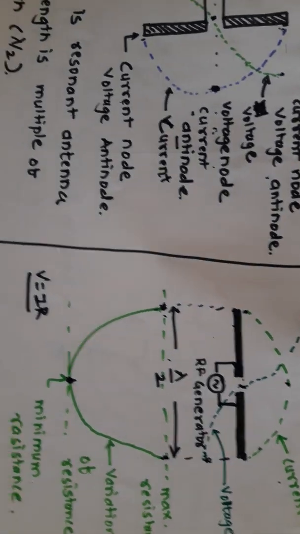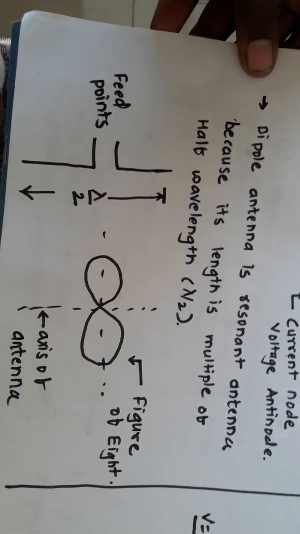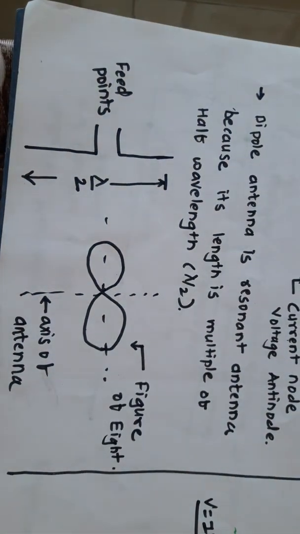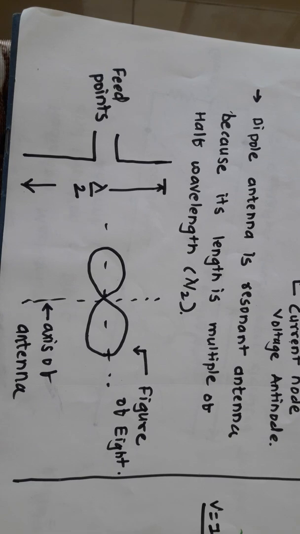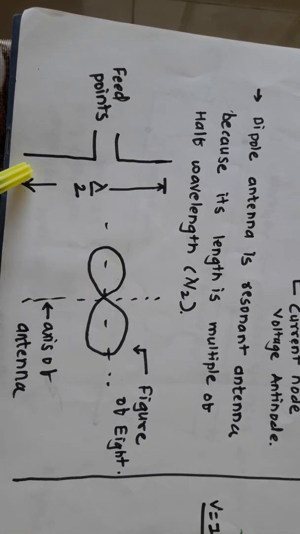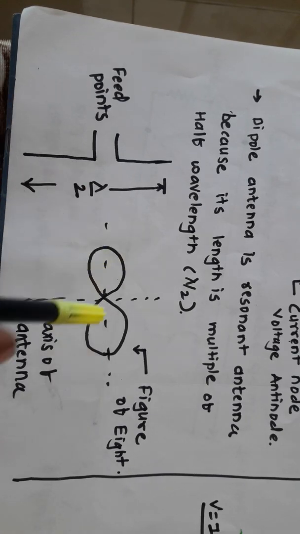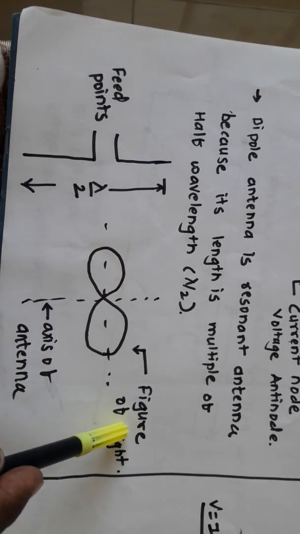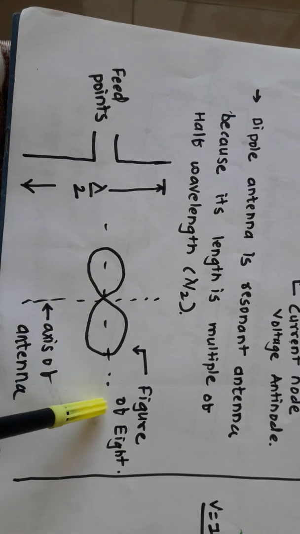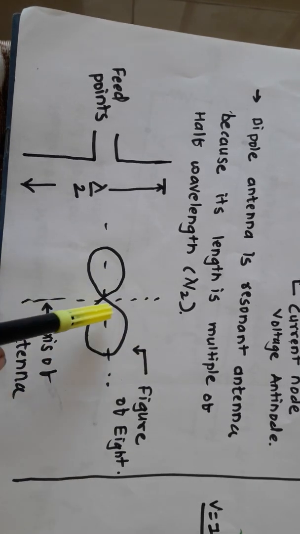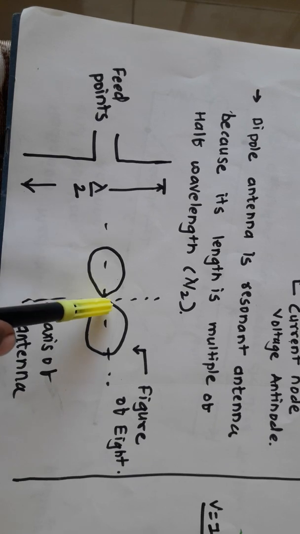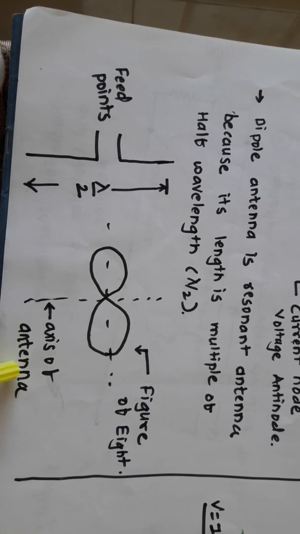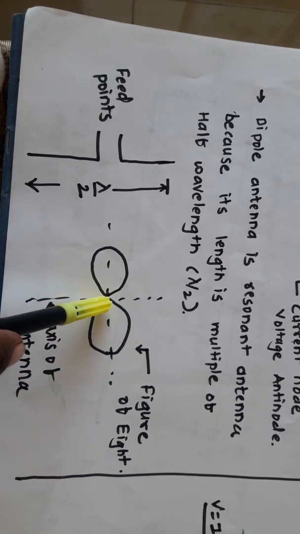Now let us have a look at the radiation pattern of the half wave dipole antenna. If this is the half wave dipole, and I draw the radiation pattern of this antenna, it is just a figure of 8. Suppose this is the x-axis, this is the y-axis, and at exactly the center there is the axis of the antenna. So I have placed the antenna over here.